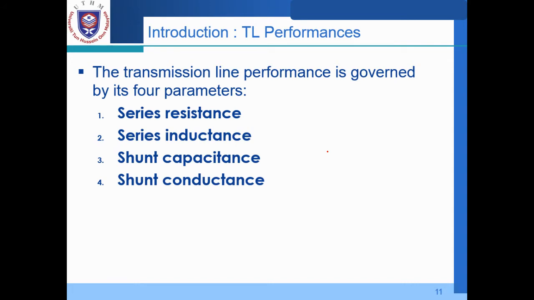Transmission line performance is governed by its four parameters. We have series resistance and series inductance. Let's say we have the symbol of the series resistance electrically, R, in ohms. The series inductance has the dimension of Henry. And then the shunt here, this is the shunt capacitance as well as the shunt conductance.